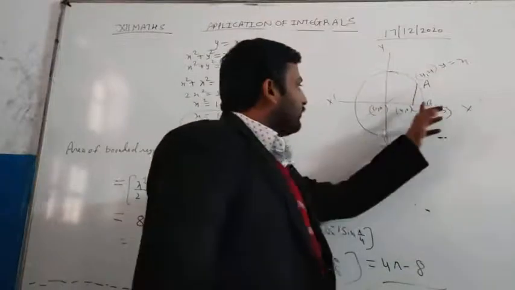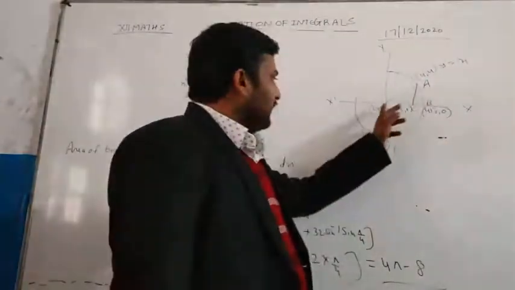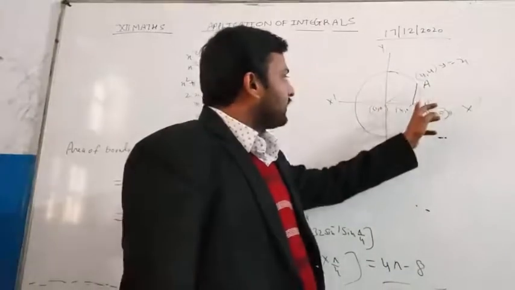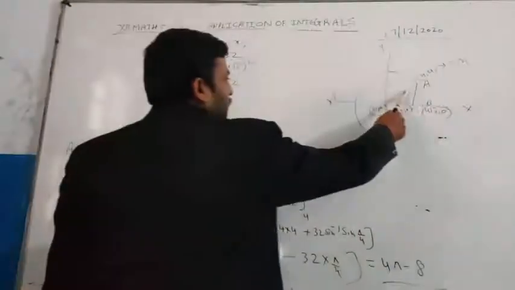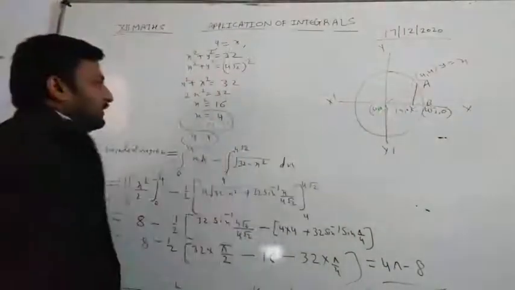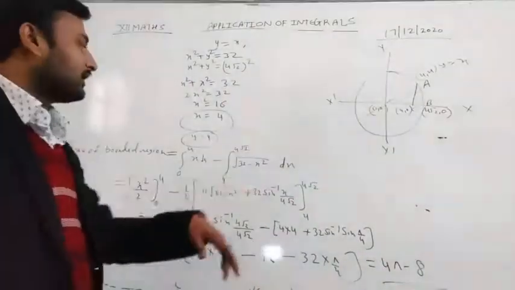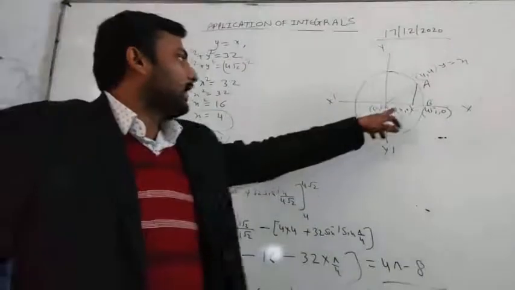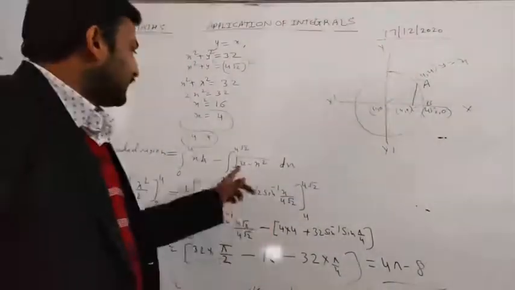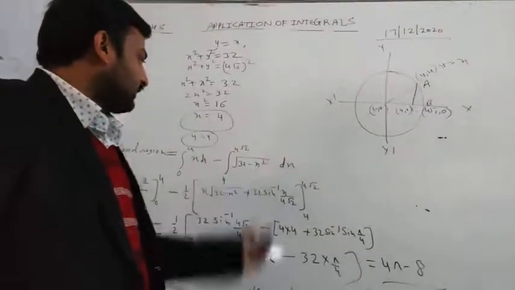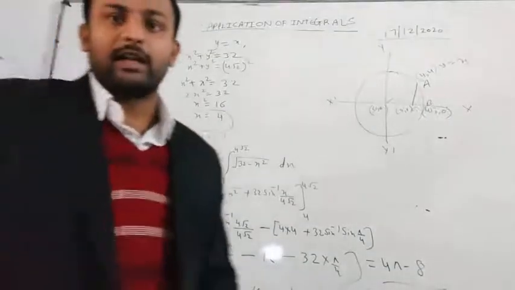O, B, A, O. Okay. So the area of this region will be the area of OCA plus CBA. First of all we will find the intersection point of these two curves, which is (4, 4). Then we will find the area of this common region, which will be the integral from 0 to 4 of x dx by this curve, minus the integral from 4 to 4√2 of y dx, where y is √(32 − x²). And after integration and putting the value of the limits, we get our required result.